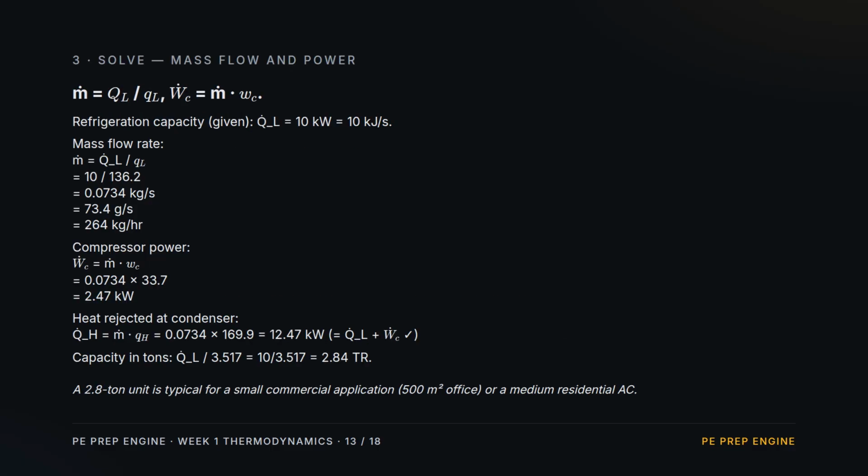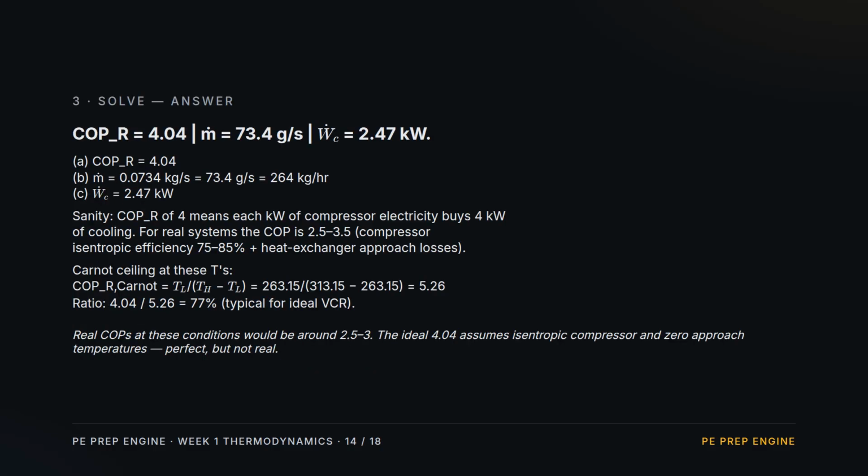Mass flow and power. Mass flow is the cooling capacity divided by the refrigeration effect, about 73 grams per second. Compressor power is mass flow times the work, 2.5 kilowatts. Condenser heat rejection, mass flow times QH, is 12.5 kilowatts, matching QL plus WC, about 2.8 tons. Final answers. COP 4.04, mass flow about 73 grams per second, compressor power 2.5 kilowatts.